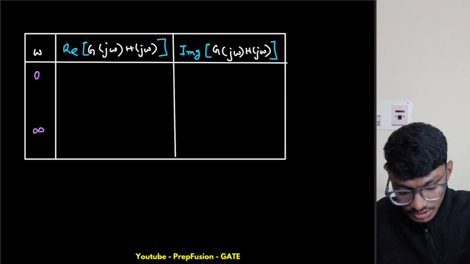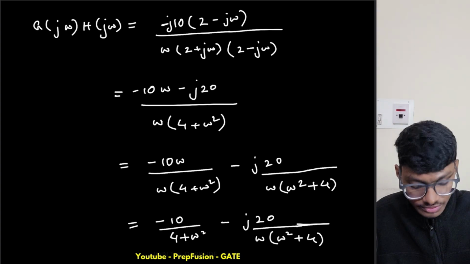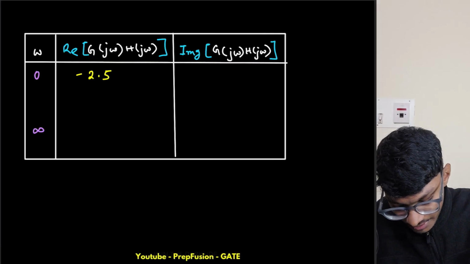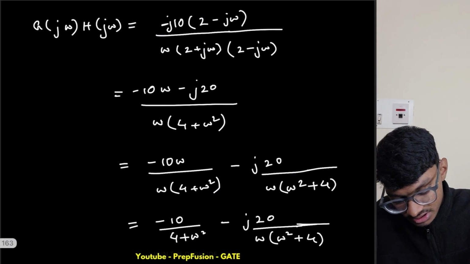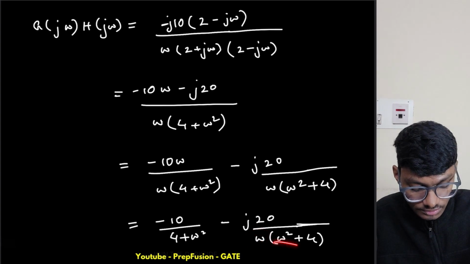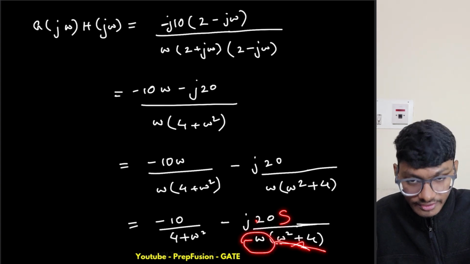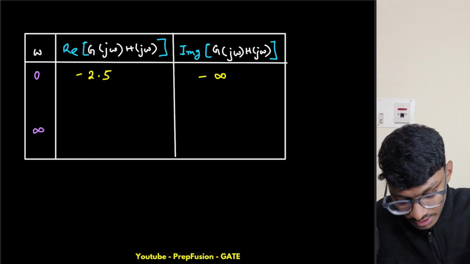So what is the real part? At omega equals 0, if I put omega equals 0 here, no issues. It is minus 10 by 4, which is minus 2.5. So I am getting a finite real part. And what is the imaginary part? If you put omega equals 0 over here, this is 20 by 4, which is 5 by 4, that is fine, but here also I have a 0, so this is going to minus infinity basically. So the imaginary part is going to minus infinity.